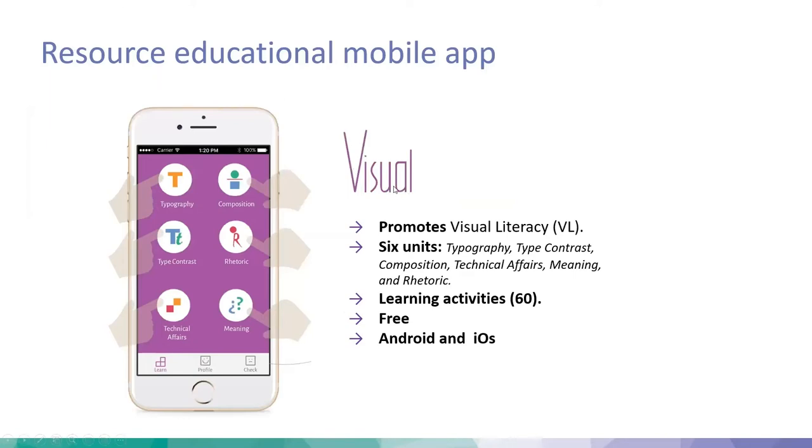Visual is a mobile app that promotes visual literacy. It has six units: typography, type contrast, composition, technical affairs, meaning, and rhetoric. Each unit has 10 learning activities, so the app has 60 learning activities. The app is free, and users of Android and iOS can use it.